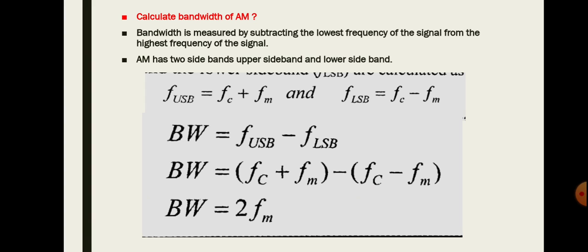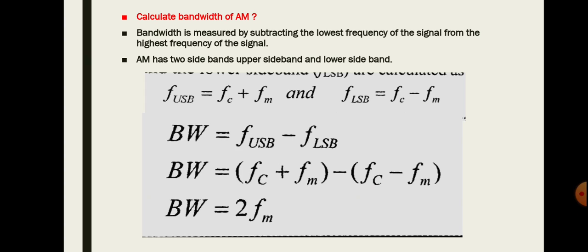So next we have to calculate the bandwidth of an AM wave. Bandwidth is measured by subtracting the lowest frequency of the signal from the highest frequency of the signal. So bandwidth is equal to the highest frequency of the signal minus the lowest frequency of the signal.